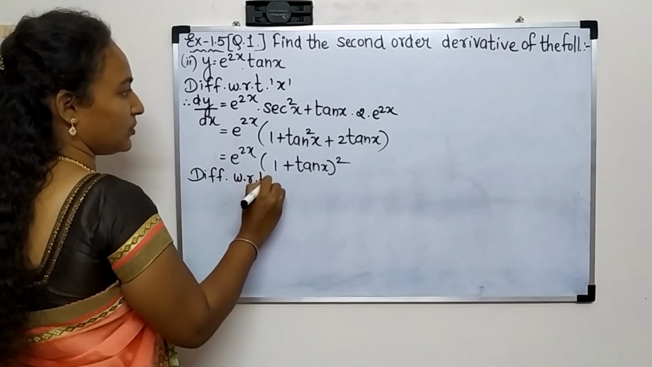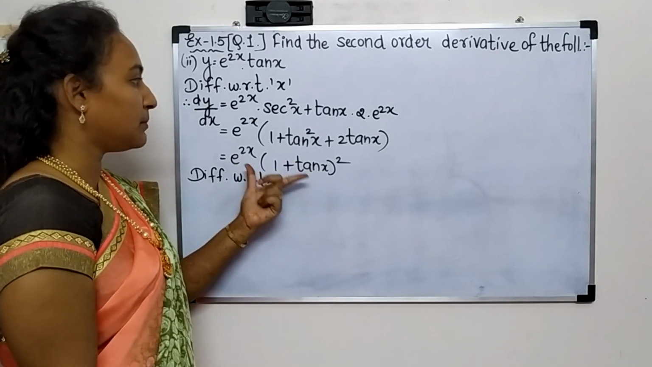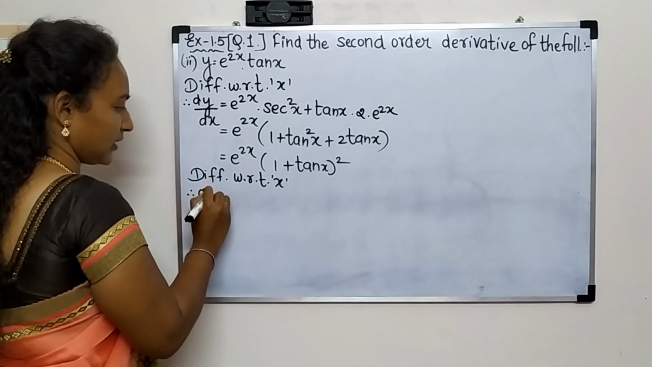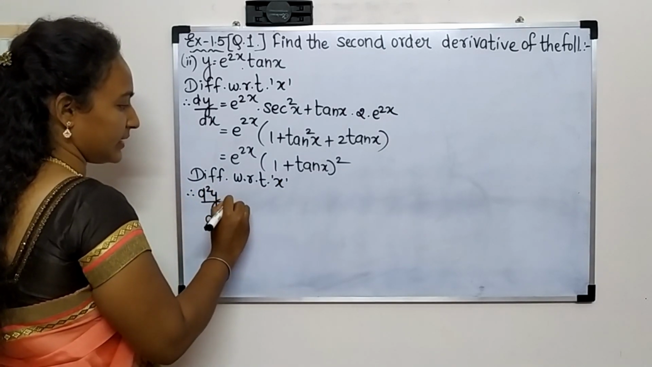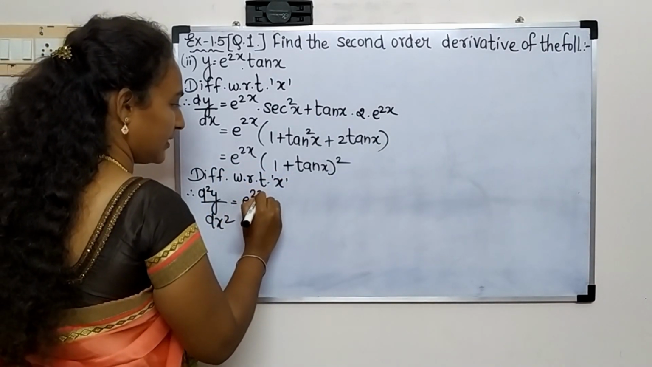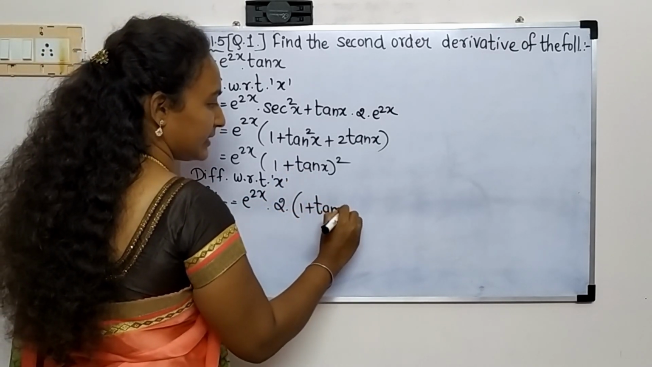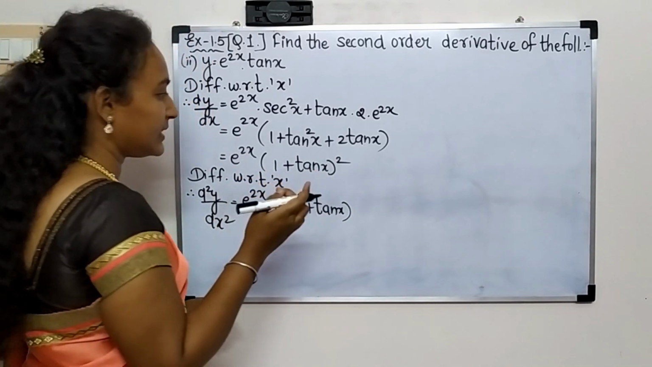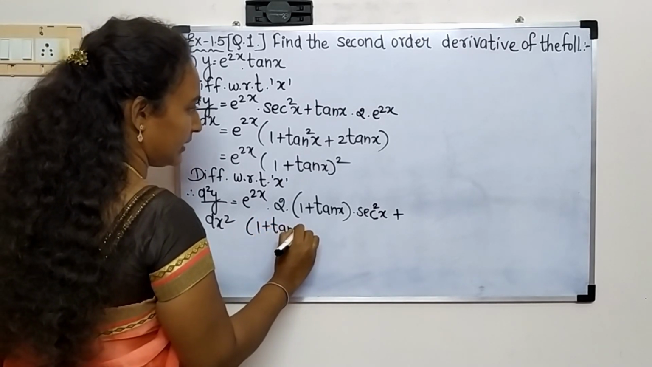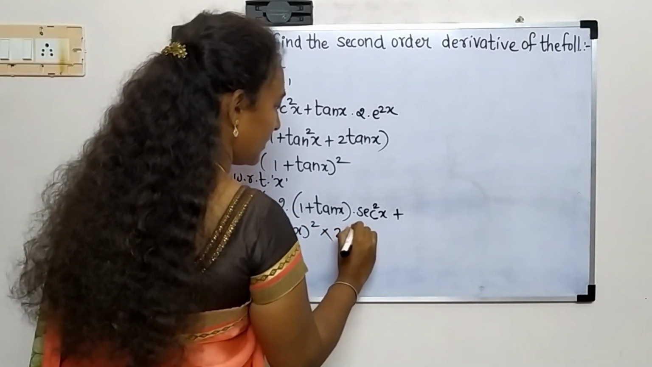Differentiate with respect to x. See, differentiating this function will be much easier than differentiating this function. Therefore, d square y upon dx square is equal to the same u into v rule over here, e power 2x into, this will be 2 times 1 plus tan x, and the derivative of 1 plus tan x is sec square x, and plus 1 plus tan x square multiplied with derivative of e power 2x is 2 e power 2x.